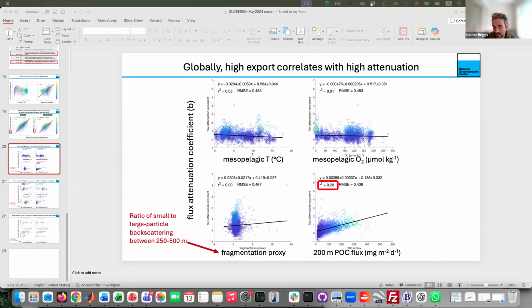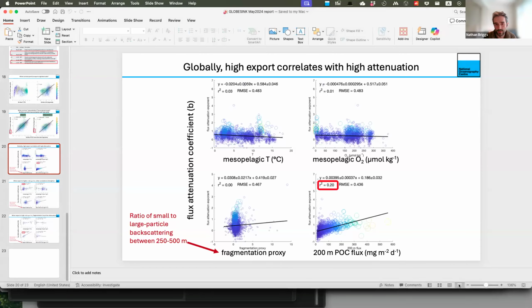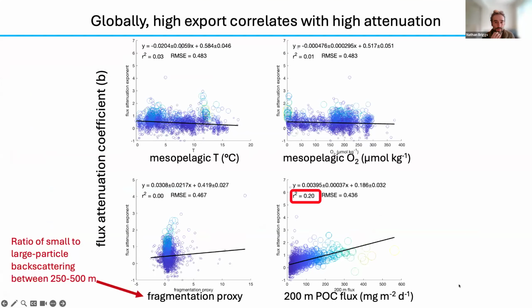So this was my attempt, and the results may have changed a little bit because I've been tweaking the method per publication. But this is the flux attenuation coefficient and different things that I'm trying to use to predict it. Flux attenuation coefficient is not exactly transfer efficiency, but it's higher when you lose more flux with depth in the ocean, and it's lower when you transfer more flux deeper. So the first thing I want to look at is, is temperature a good predictor?